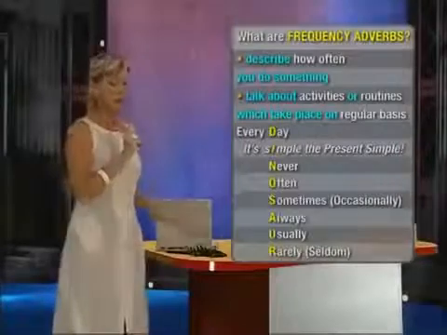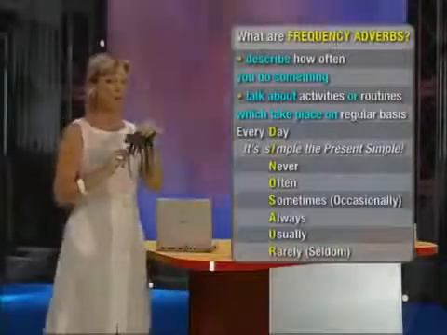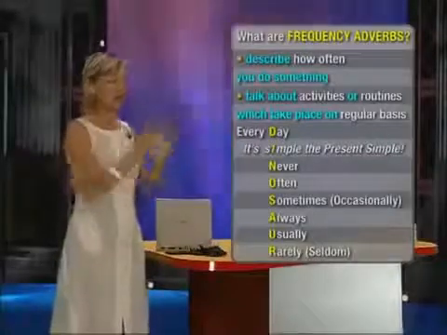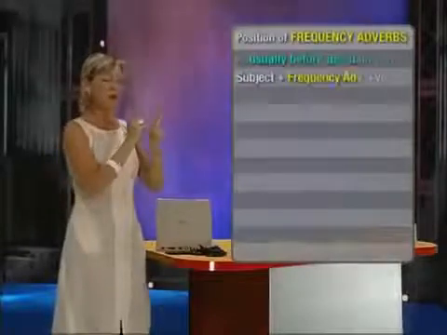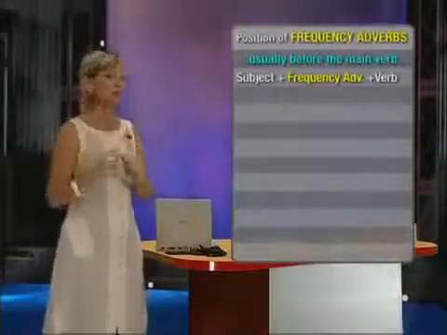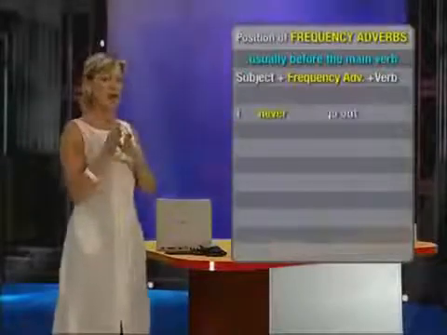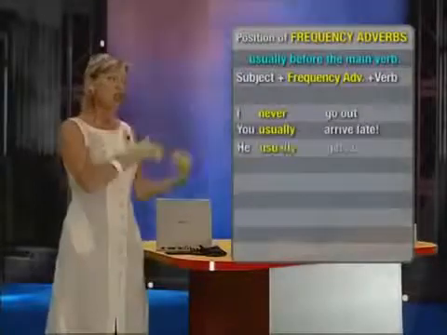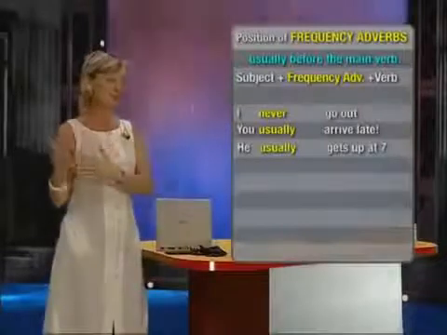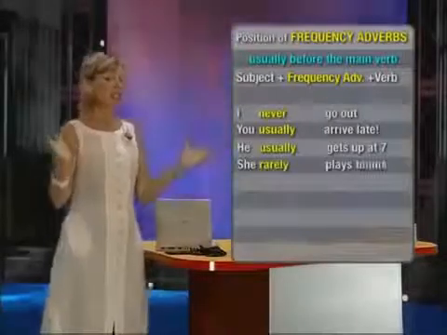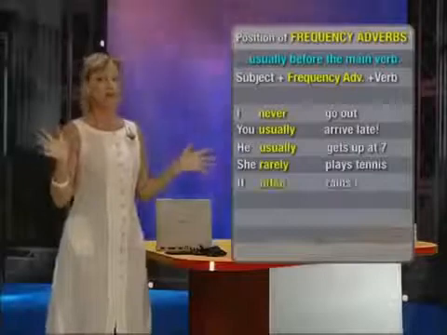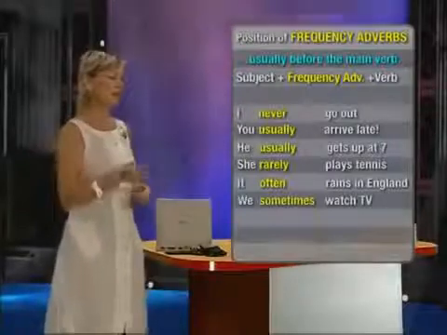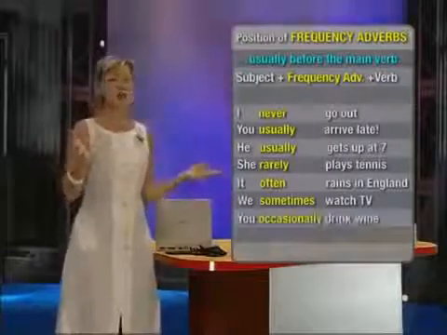Okay, now, the important thing about Mr. Dinosaur and the frequency adverbs is where to put them in the sentence. Now, look at the examples. We put them in front of the main verb. So, I never go out. You always arrive late. He usually gets up at 7. She rarely plays tennis. It often rains in England. We sometimes watch TV. You occasionally drink wine.